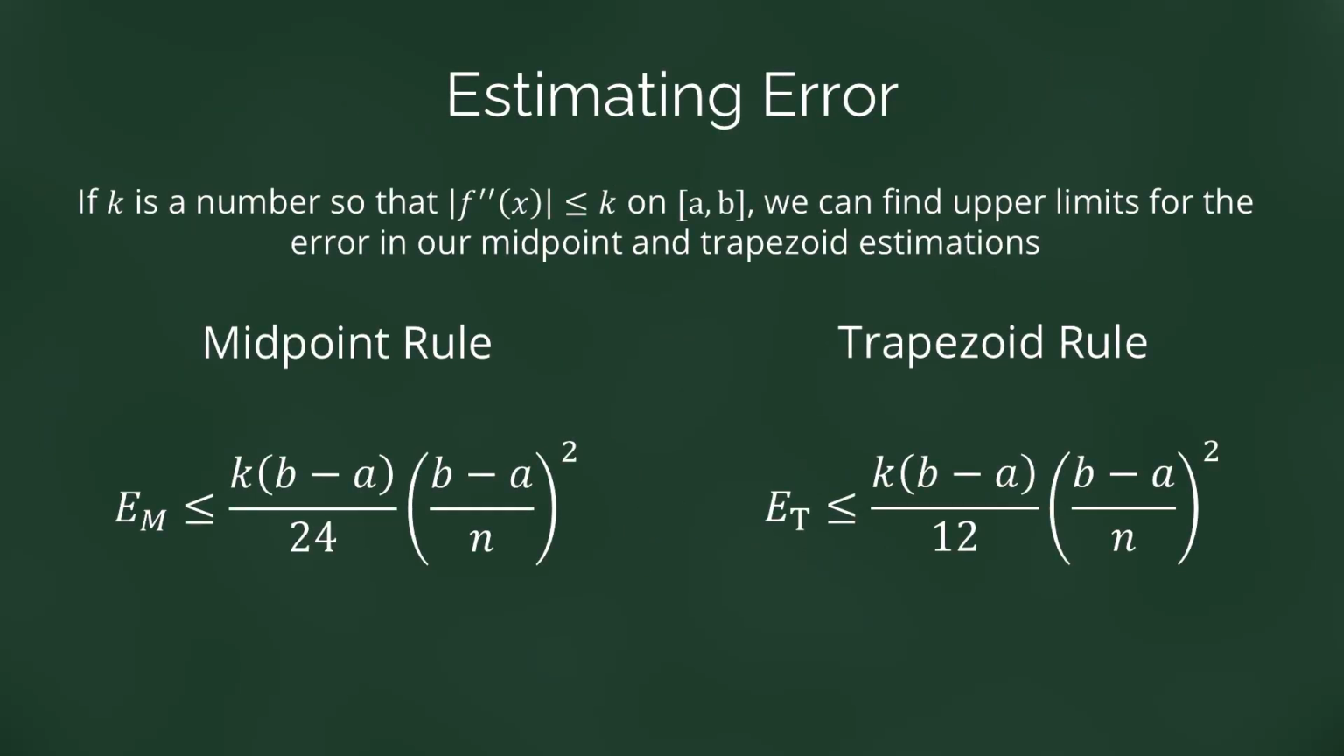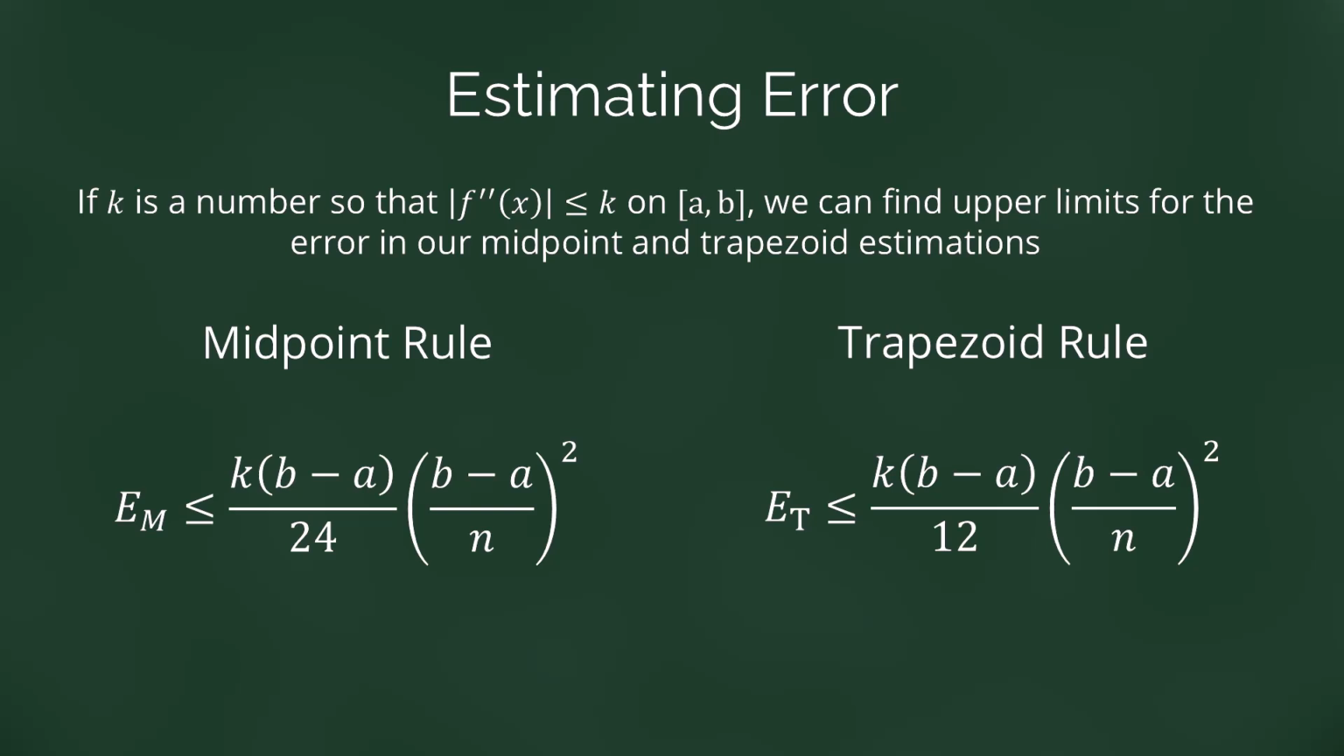Given that each of our 3 methods gave us a different answer for the area under the curve, it might be useful to know how far off each of those answers is. And it turns out that for each of the 3 rules, we have a way to find an upper limit for the error in each of the estimations, and that error is going to depend on the number of intervals.